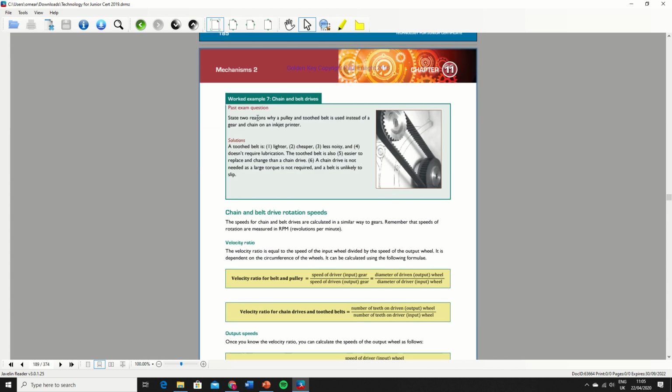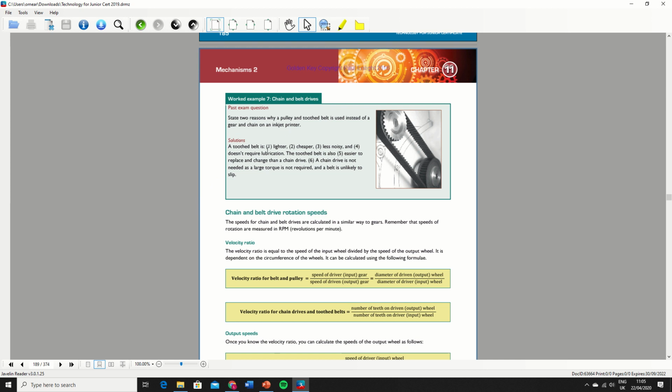Another worked example, or another past exam question, is: state 2 reasons why a pulley and toothed belt is used instead of a gear and chain on an inkjet printer. Okay, so this is one of the questions that I was talking about. It comes up quite a bit. So they're asking you, why would you use a toothed pulley and belt over a chain and sprocket or a chain drive?